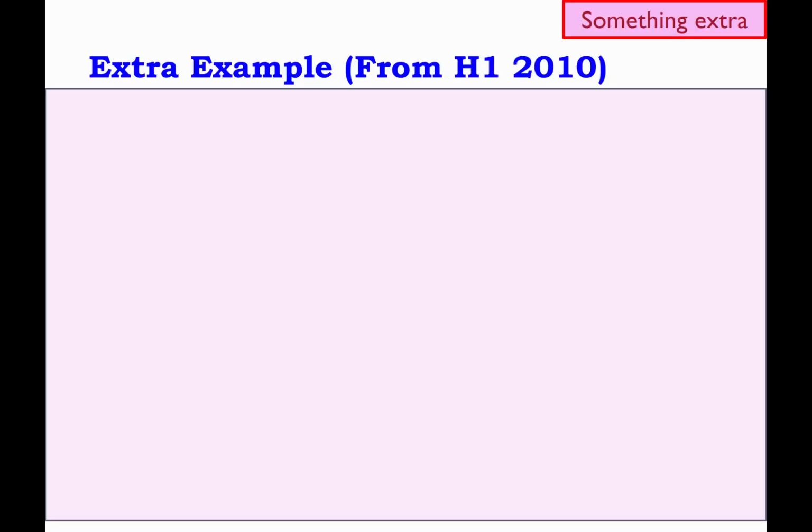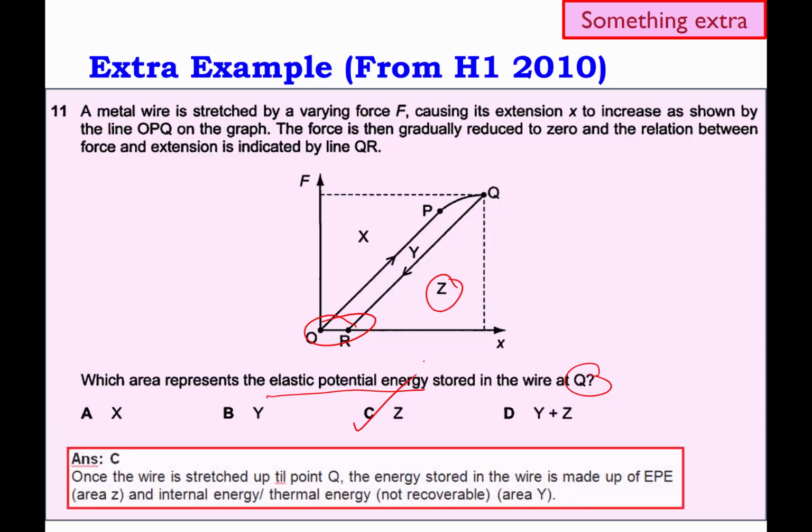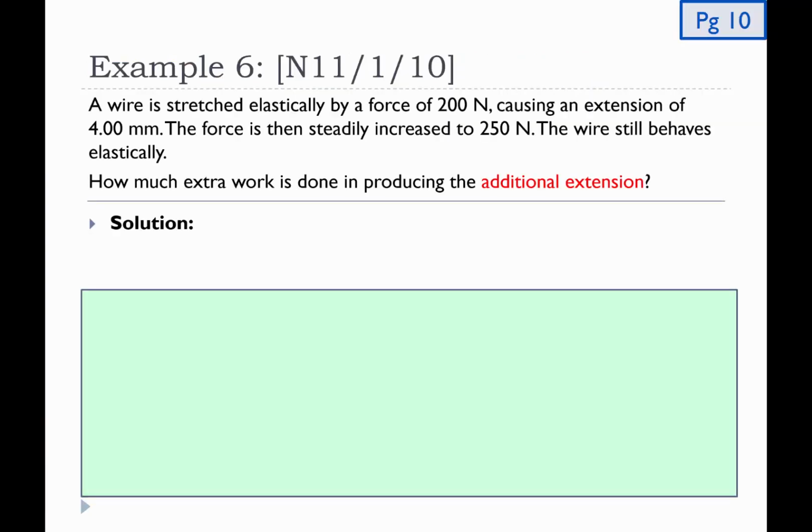And how all this is going to be used for A-level can be seen from this extra example that I've included here from H1 2010. Here we have a metal wire that has been stretched by a varying force F, causing the extension to reach Q. Then when the force is reduced, the relationship becomes QR, so there is a deformation between O and R. The question asks about the elastic potential energy stored in the wire at point Q. Based on what we have discussed in the previous slides, the answer should be Z. So moving on to our lecture note example 6.